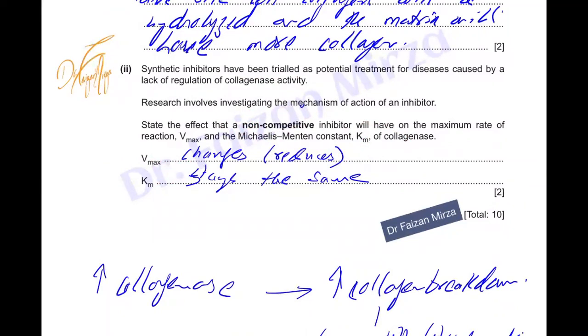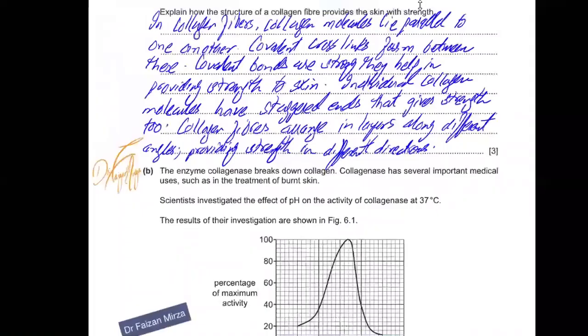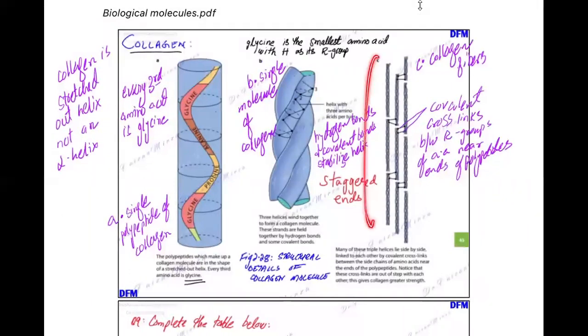Let's move to another question. Now, this question came in Feb March 2023, variant 22, again on collagen. Collagen is the most common structural protein in vertebrates. Collagen provides the skin with flexibility and strength. Explain how the structure of collagen fiber provides skin with strength. They are asking about the collagen fiber. So this is the collagen fiber.